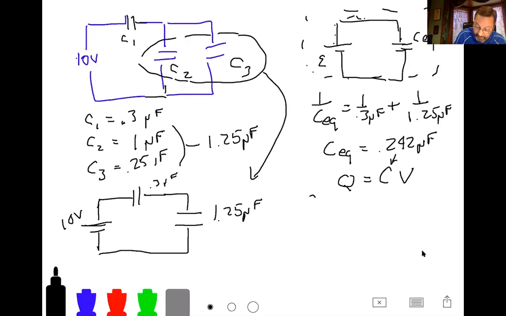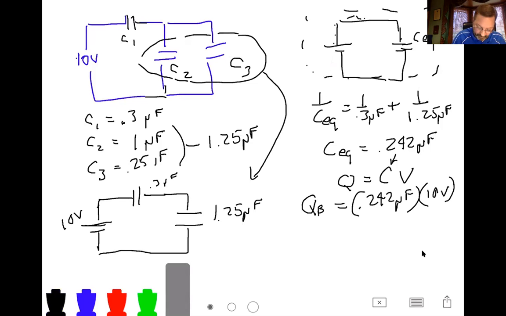And so I can say the charge, which I'm going to say is leaving the battery, is equal to 0.242 microfarads times the voltage across it, the 10 volts from the battery. I don't know why I wrote E this time, other than that's what we've been calling it, but it is 10 volts right there. And C equivalent, of course, is what I calculated in the final step. That's the charge leaving the battery.